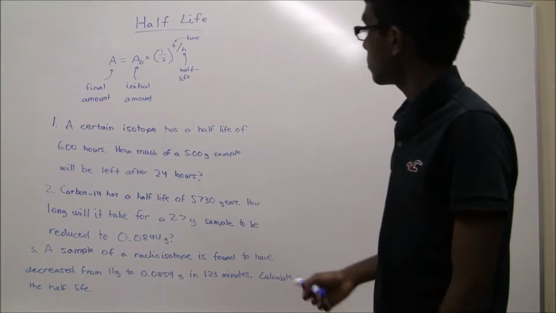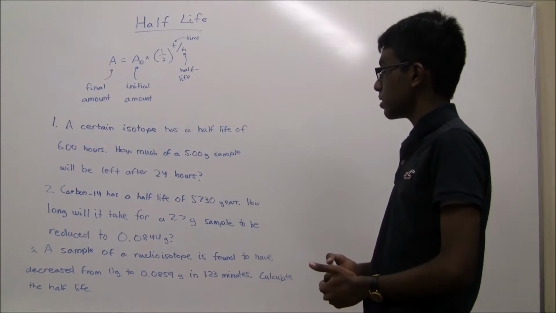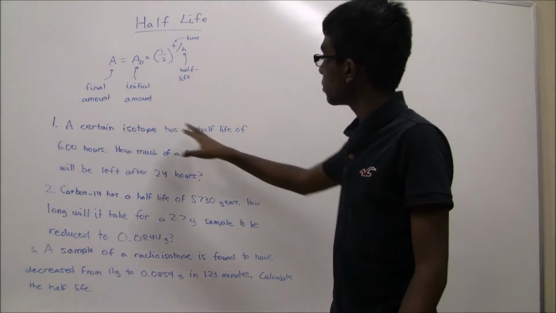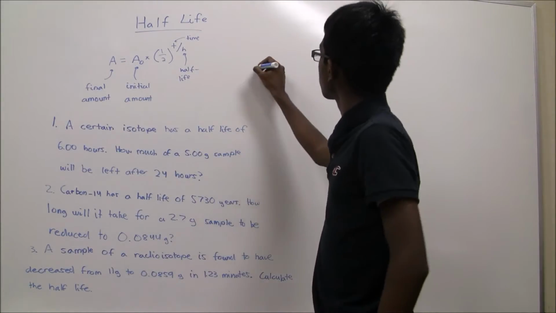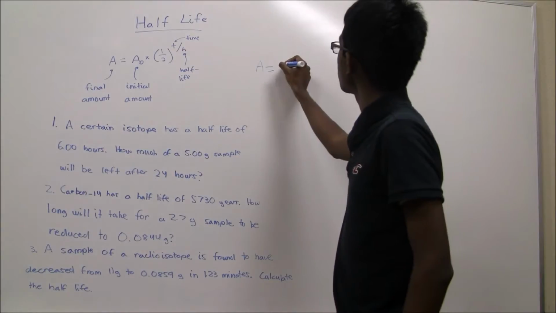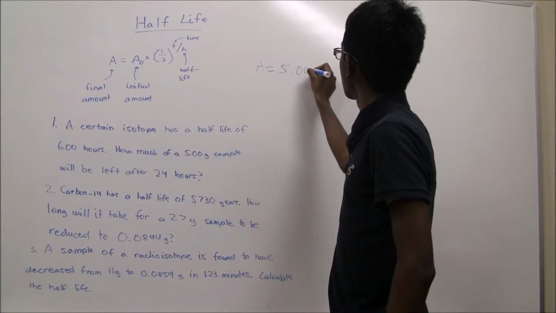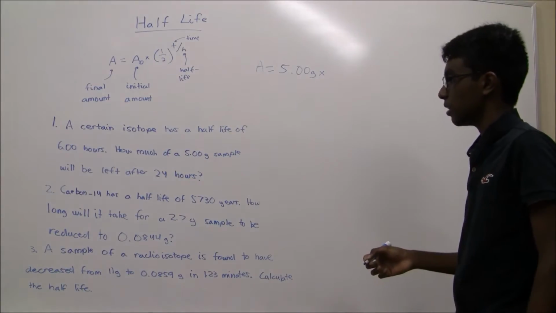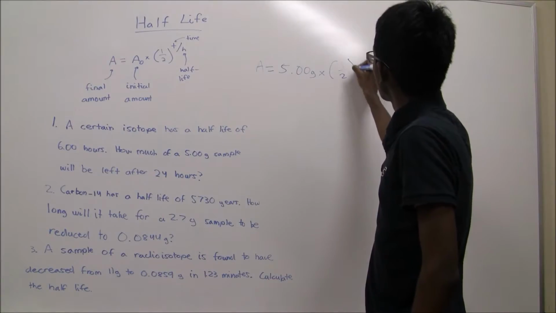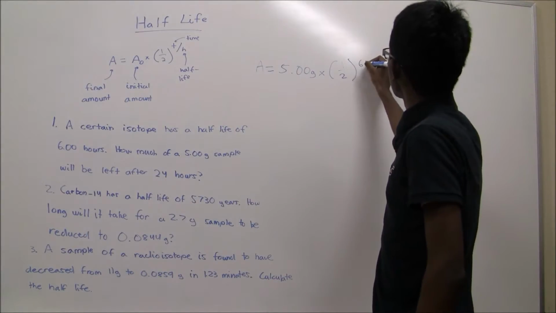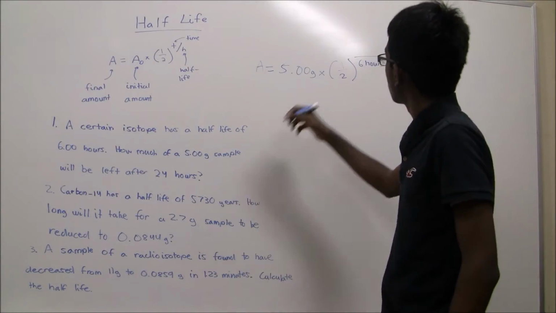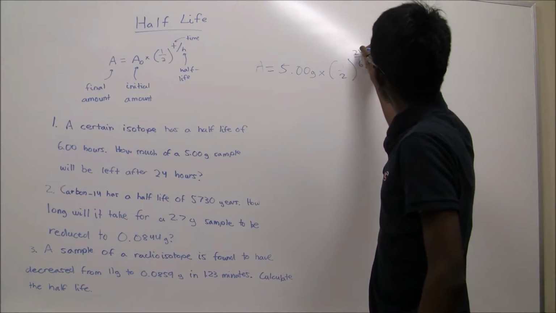Alright. A certain isotope has a half-life of 6 hours. How much of a 5-gram sample will be left after 24 hours? So you're looking for your final amount. You know your initial amount is 5 grams. Your half-life is 6 hours, and the total time is 24 hours, the time that elapses.